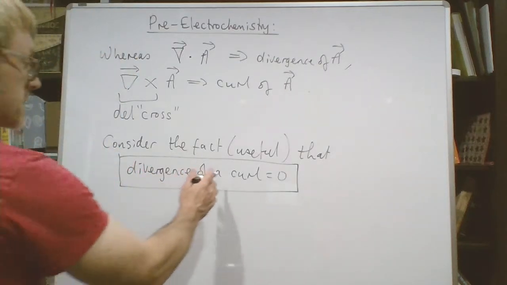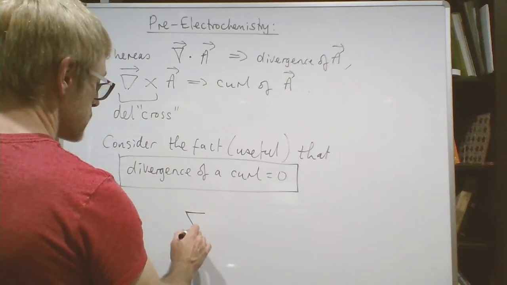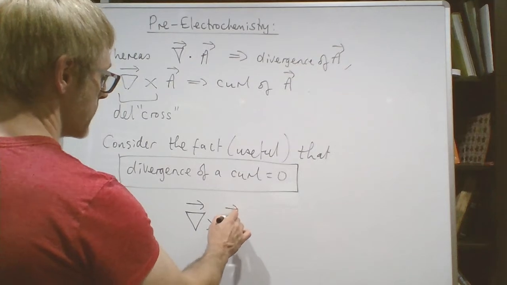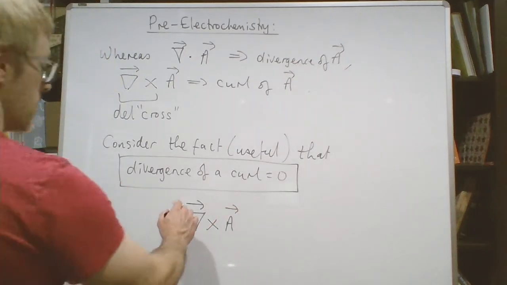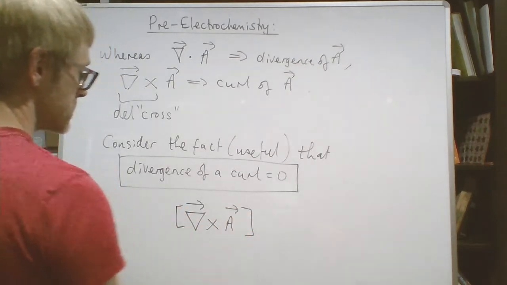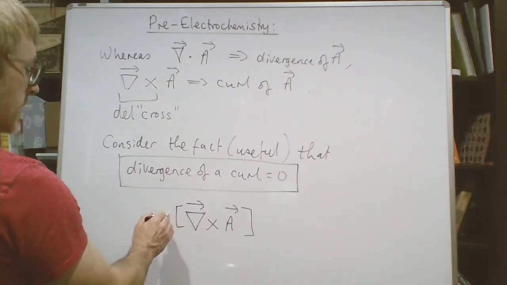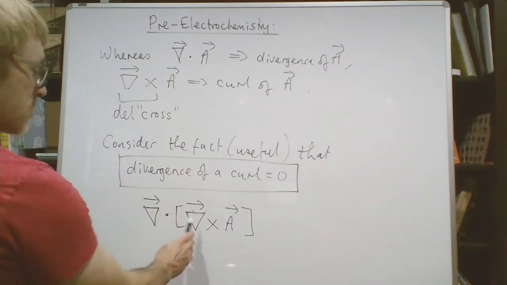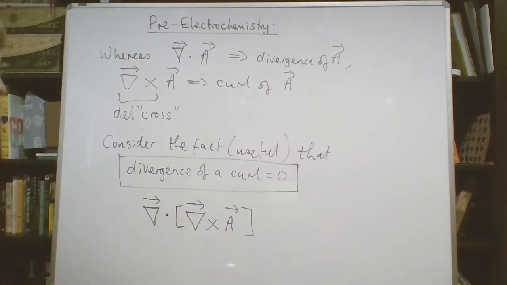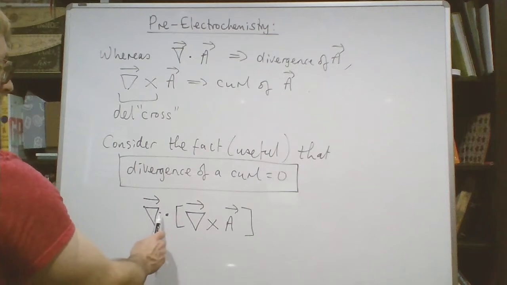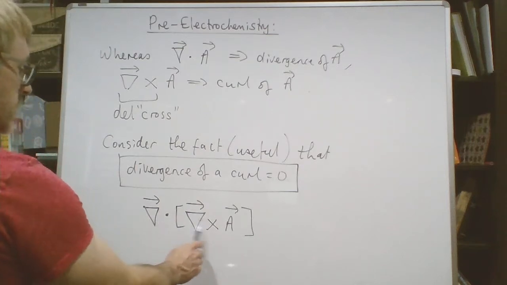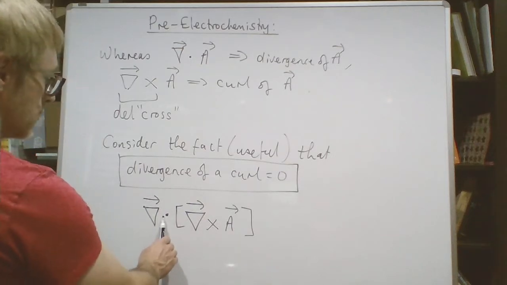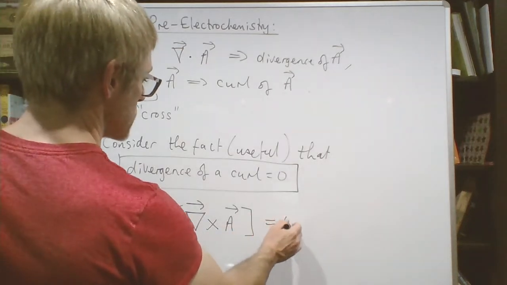Okay, so let's look at the curl. So the curl of A is del cross A. Let's put that in square parentheses so that we do that. And then let's take its divergence. So let's del dot it. So the curl is in square braces, the del cross. Now we take the divergence of the curl, del dot, and that equals 0.